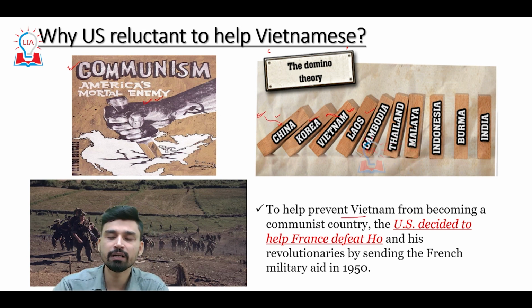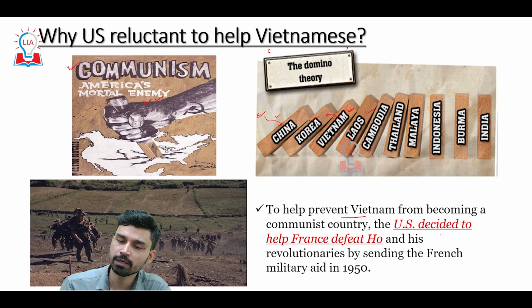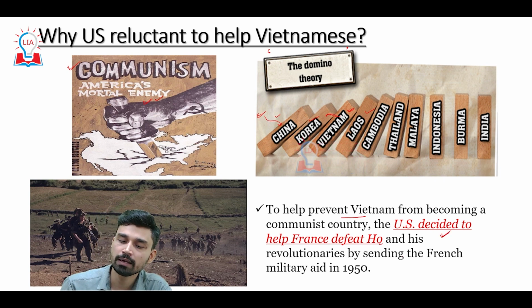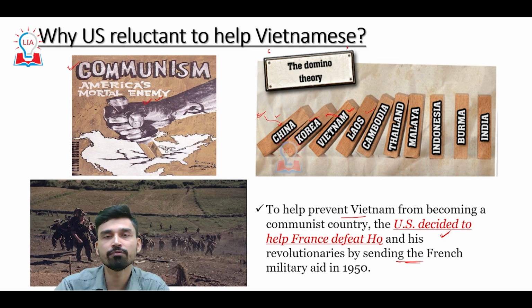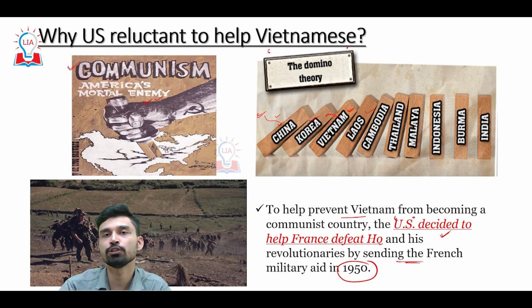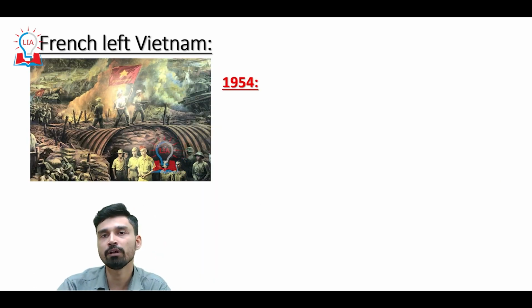Thus, to help prevent Vietnam from becoming a communist country, the US decided to help France defeat Ho Chi Minh and his revolutionaries by sending the French military aid in 1950. So while Ho Chi Minh wanted the help of the US in driving the French out, the US went to the other side and helped the French ensure that Ho Chi Minh did not establish a communist government in Vietnam. This was the situation at the time.